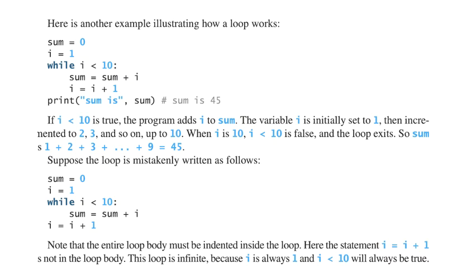Here is another example illustrating how a loop works. Sum is equal to 0, i is equal to 1, while i is less than 10: sum is equal to sum plus i, i is equal to i plus 1. Print sum as sum. So this is used to print the sum of n numbers.